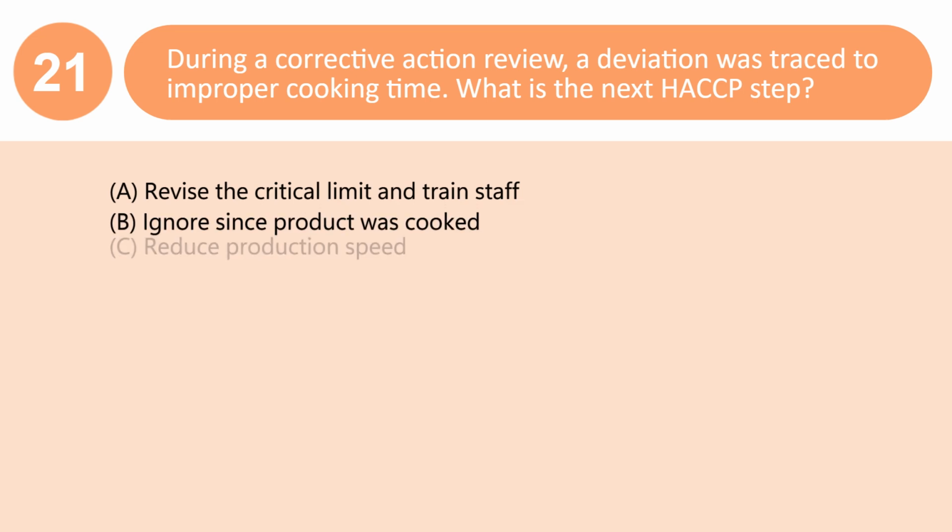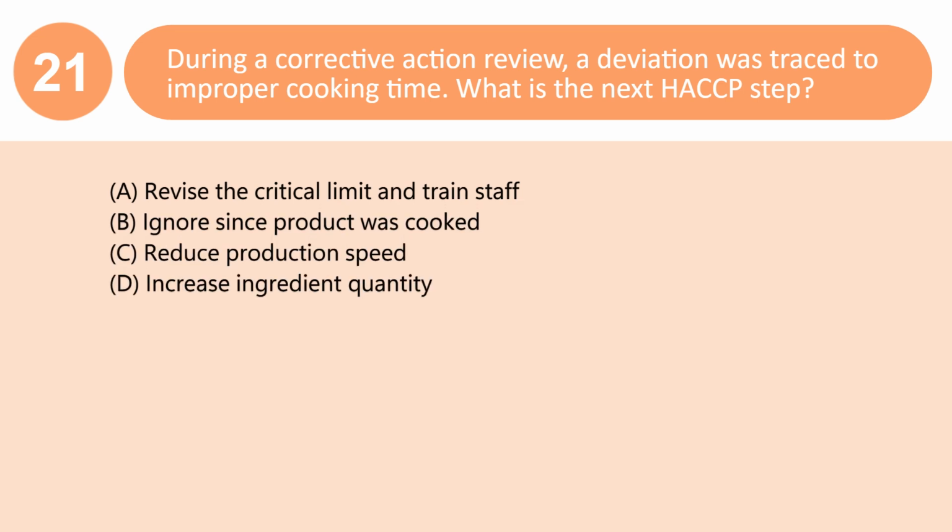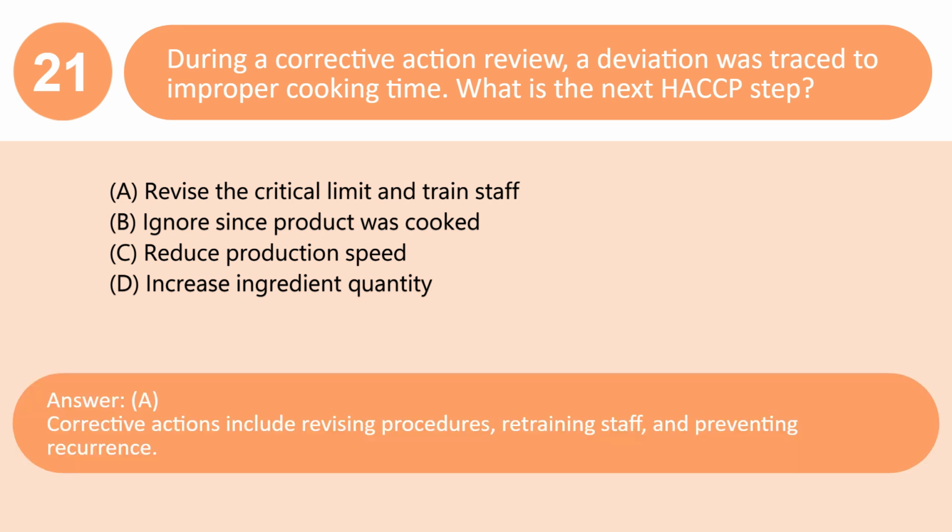During a corrective action review, a deviation was traced to improper cooking time. What is the next HACCP step? A. Revise the critical limit and train staff. B. Ignore since product was cooked. C. Reduce production speed. D. Increase ingredient quantity. Answer: A. Corrective actions include revising procedures, retraining staff, and preventing recurrence.